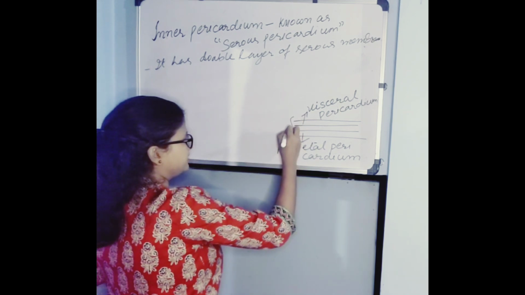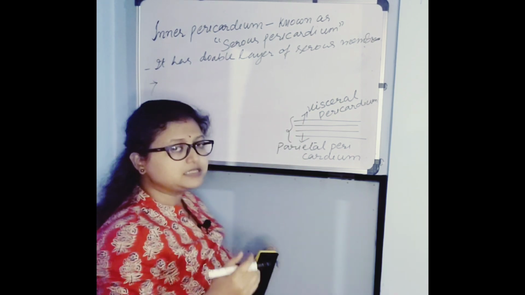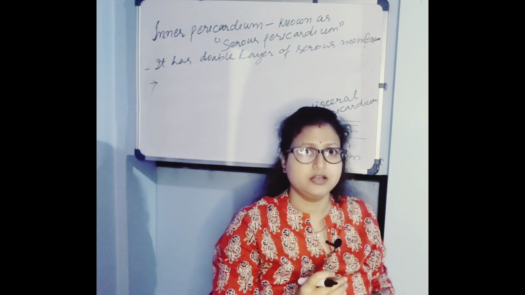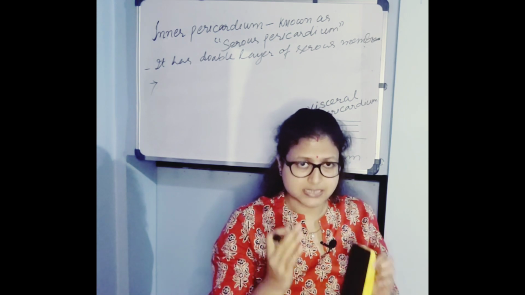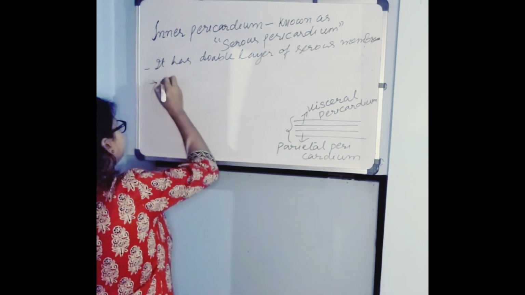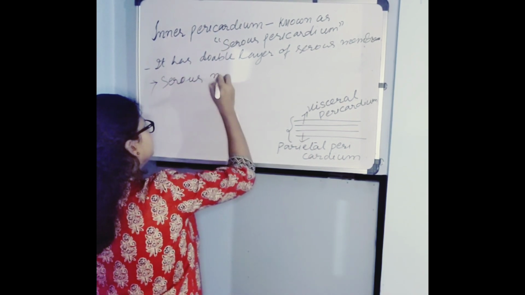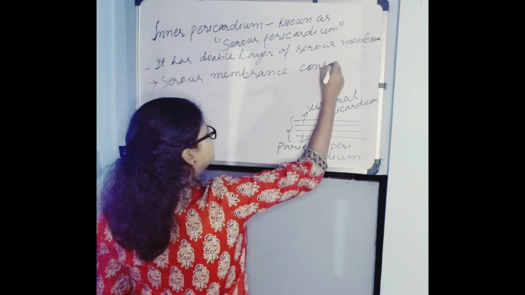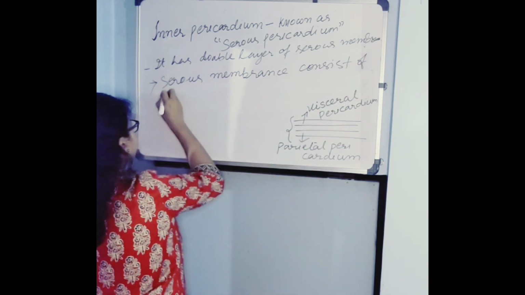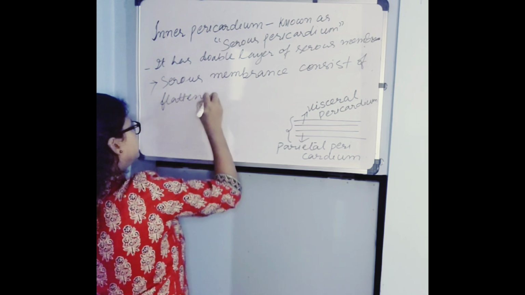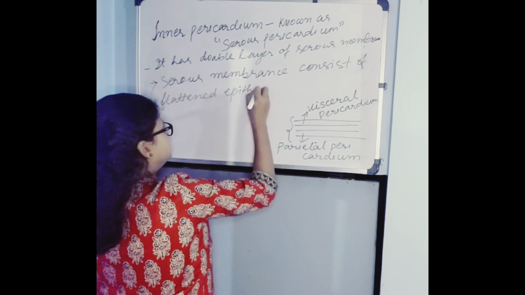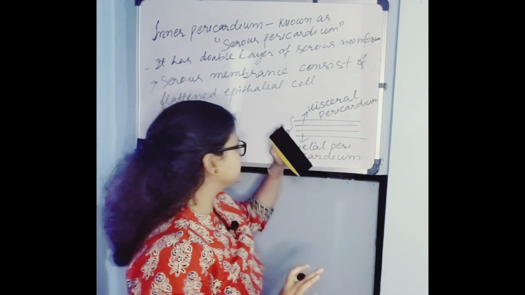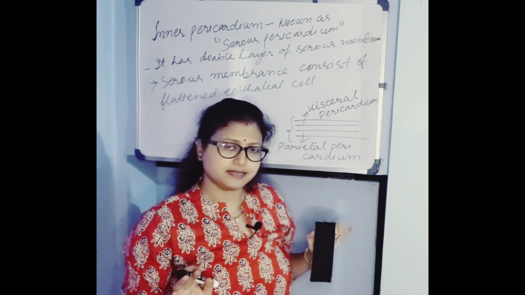This serous membrane consists of flattened epithelial cells. What kind of cells is the serous membrane made of? Flattened epithelial cells.